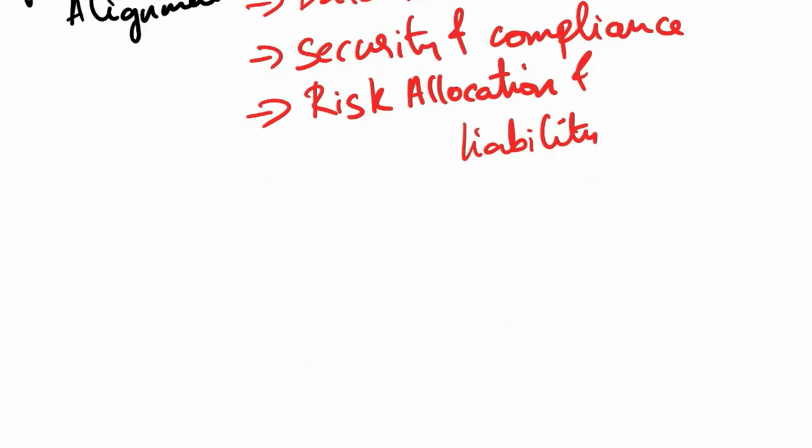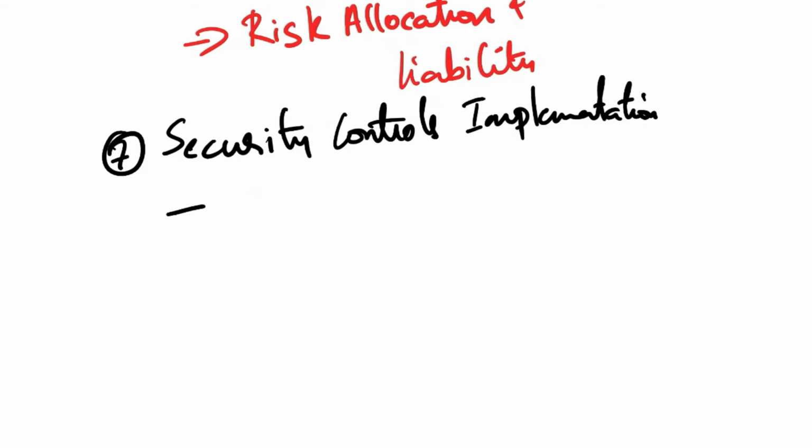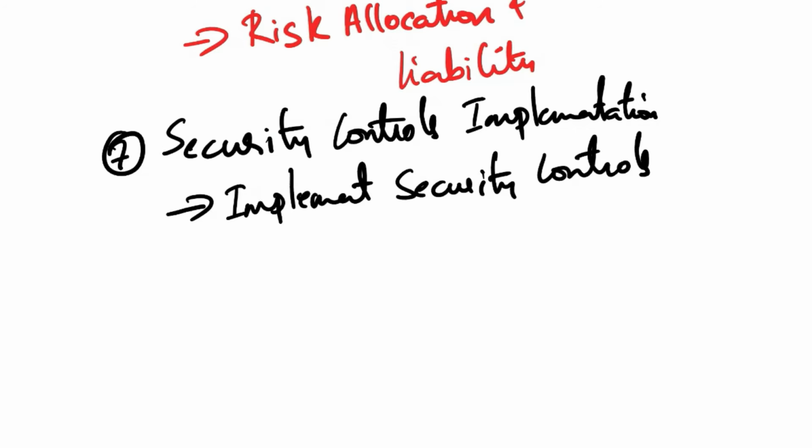Let's go to the next item, security controls implementation. First one, implement security controls. Once risks have been assessed and the necessary risk treatment plans have been identified, the next step is to implement security controls. These controls are measures and safeguards designed to mitigate identified risks and enhance the overall security posture associated with third-party relationships.